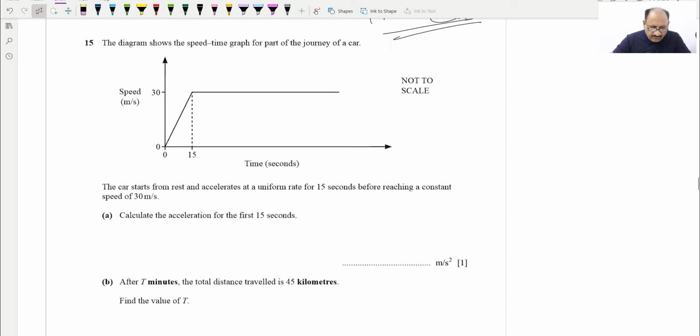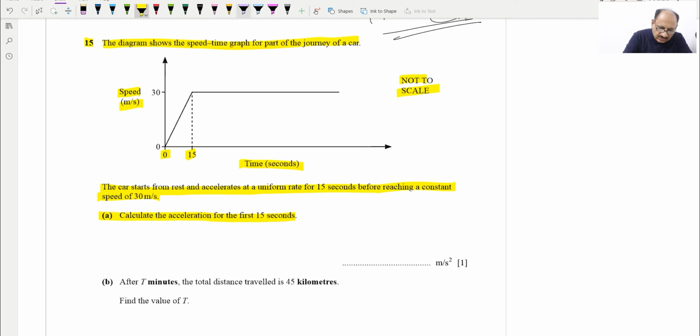Now question number 15, and question number 15 says the diagram shows the speed time graph for part of the journey of the car, and diagram is not to scale. This side is speed in meter per second and this side is time in seconds. So the car starts from rest and accelerates at a uniform rate for 15 seconds before reaching a constant speed of 30 meter per second. So this is 15 seconds from 0 to 15. Calculate the acceleration for the first 15 seconds.